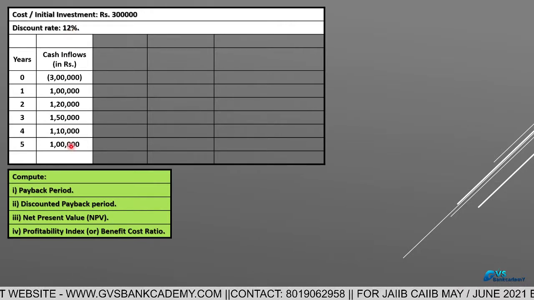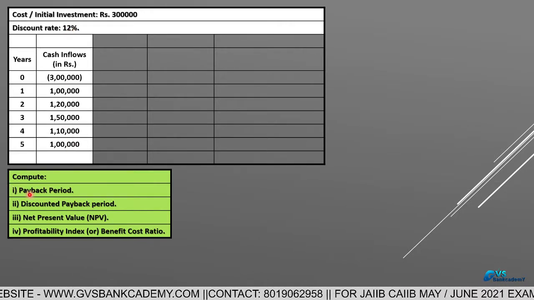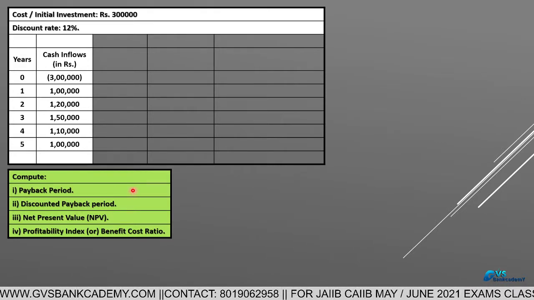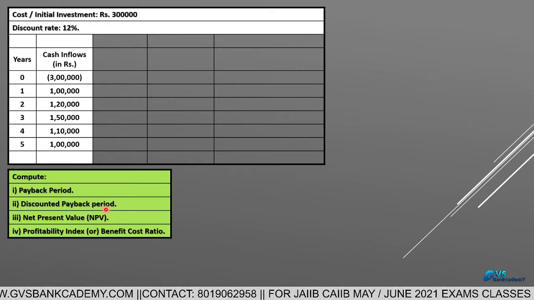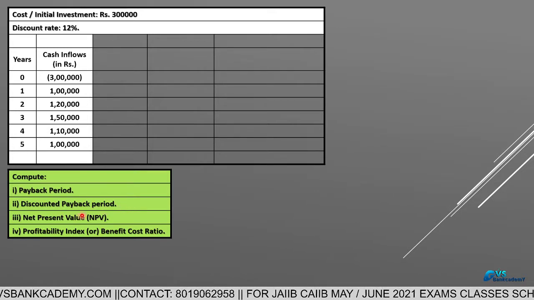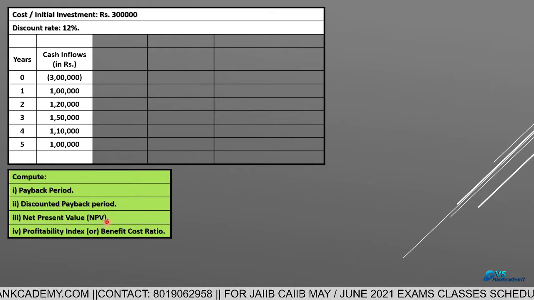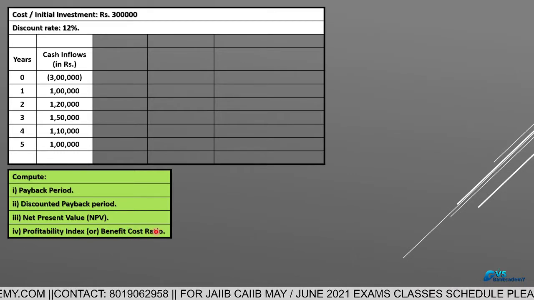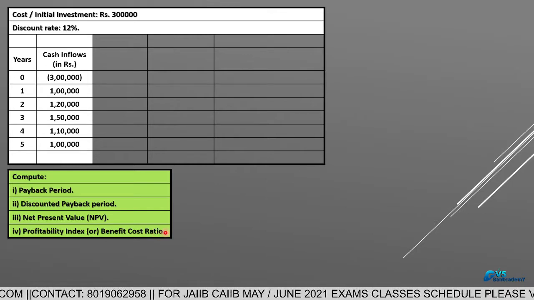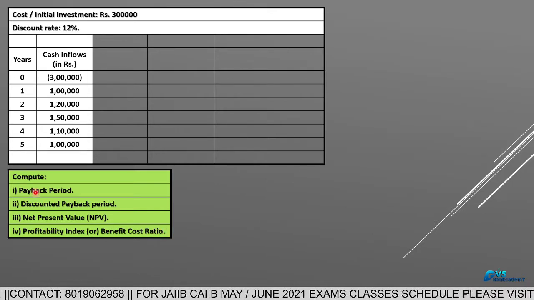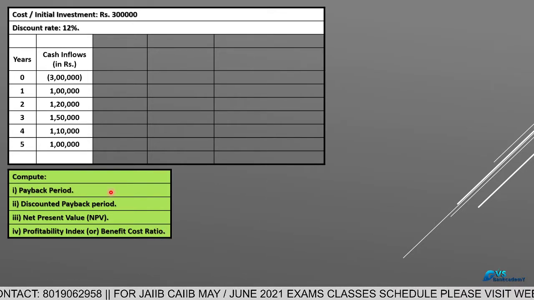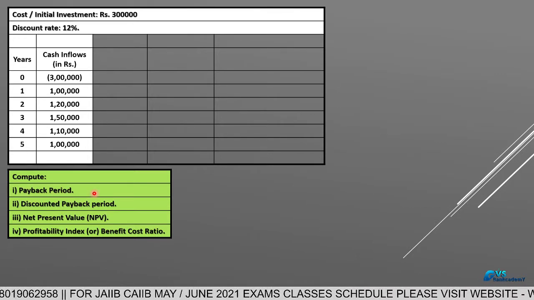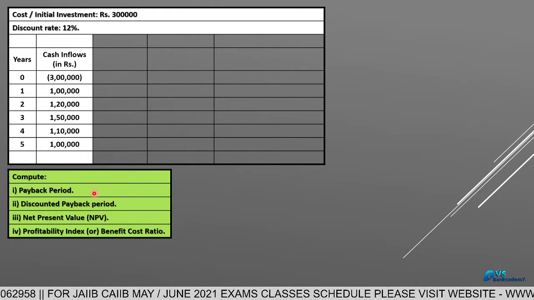Based on the information, compute the payback period. This is a non-discounted cash flow technique. Discounted payback period is a discounted cash flow technique. Net present value is also a discounted cash flow technique. Profitability index or benefit cost ratio is also a discounted cash flow technique. So only the payback period is a non-discounted cash flow technique. The simple payback period cannot take into consideration the time value of money.